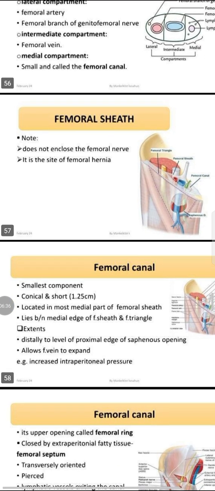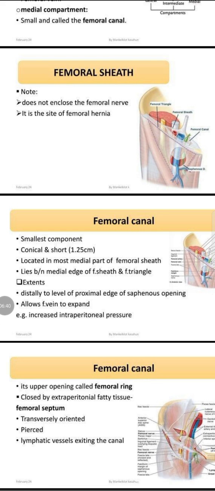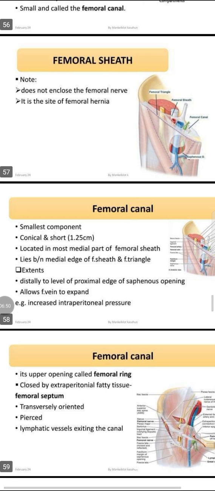So note that the femoral sheath doesn't enclose the femoral nerve. Okay, you need to really take note of that one. The femoral nerve is not part of the femoral sheath. It is the site for femoral hernia.